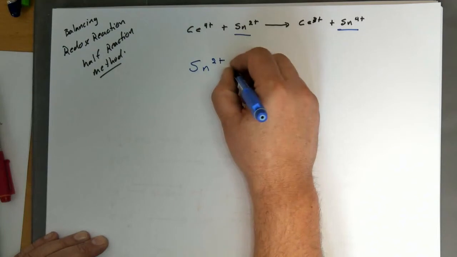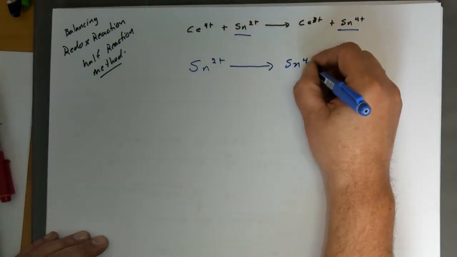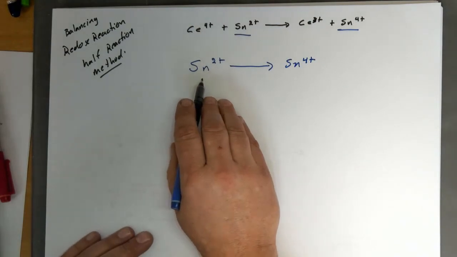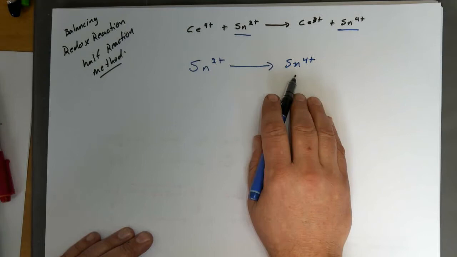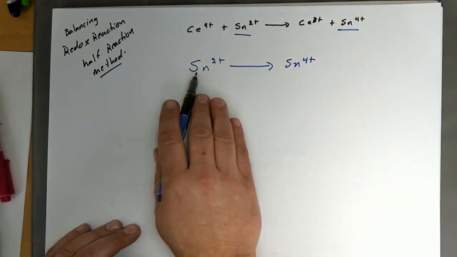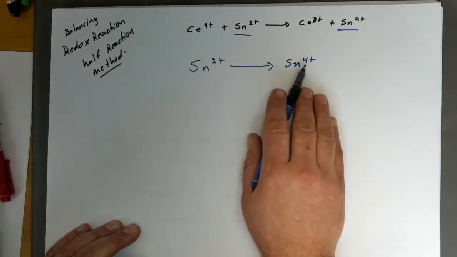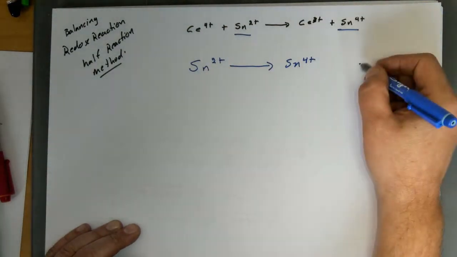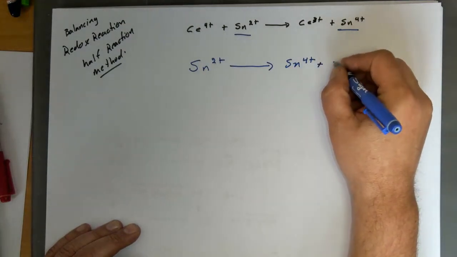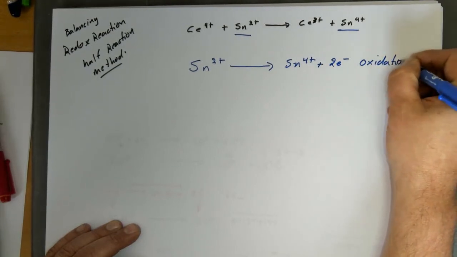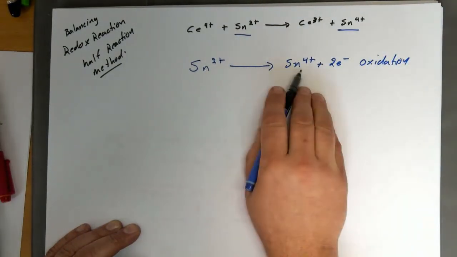Sn2 plus becomes Sn4 plus. How many electrons have to be exchanged? Well, since we know that electrons have a negative charge, they have to be added to the side where they end up. So in order for there to be an oxidation number increase, there has to be a loss of electrons. So you have to lose them on the product side, and we know that this is an oxidation because there's been an oxidation number increase.